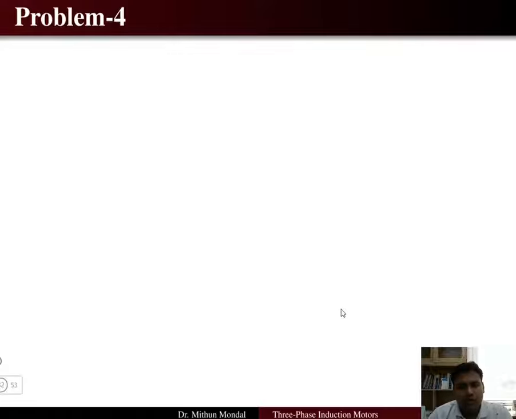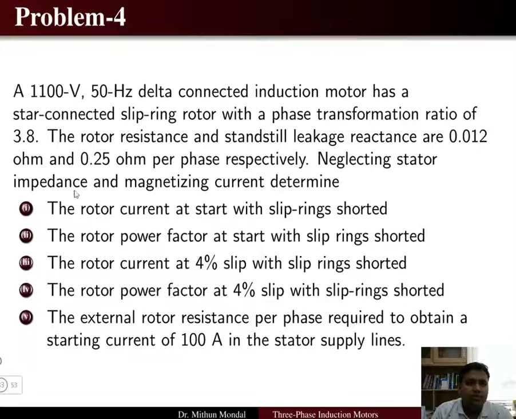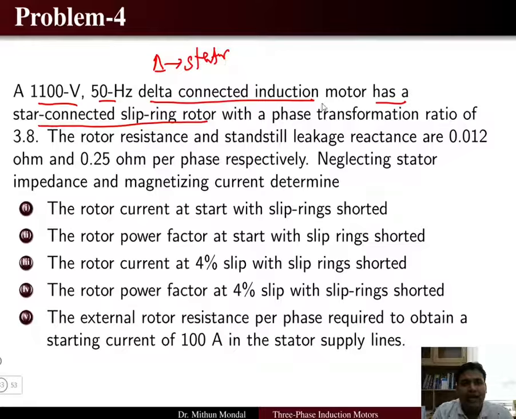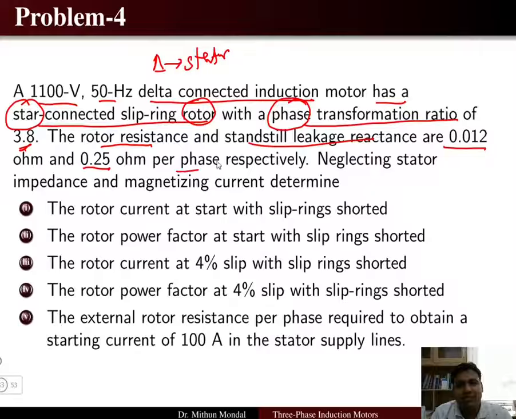So problem fourth, which is the last problem for this particular tutorial. So let us see, we have a 1100 volt 50 hertz delta connected induction motor. Here you have a delta connected stator and a star connected slip ring rotor. So this means the delta connected is basically the stator and the star connected is basically the rotor. And the phase transformation ratio, here the term phase has been used, is 3.8. The rotor resistance and standstill leakage reactance are given to us as 0.012 and 0.25 ohm per phase respectively.